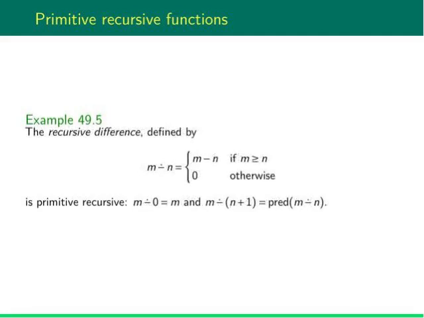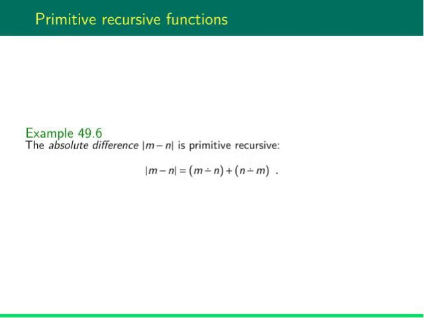The difference is primitive recursive. Note how m minus n is 0 when n is greater than m. The absolute value of the difference of m and n is primitive recursive.